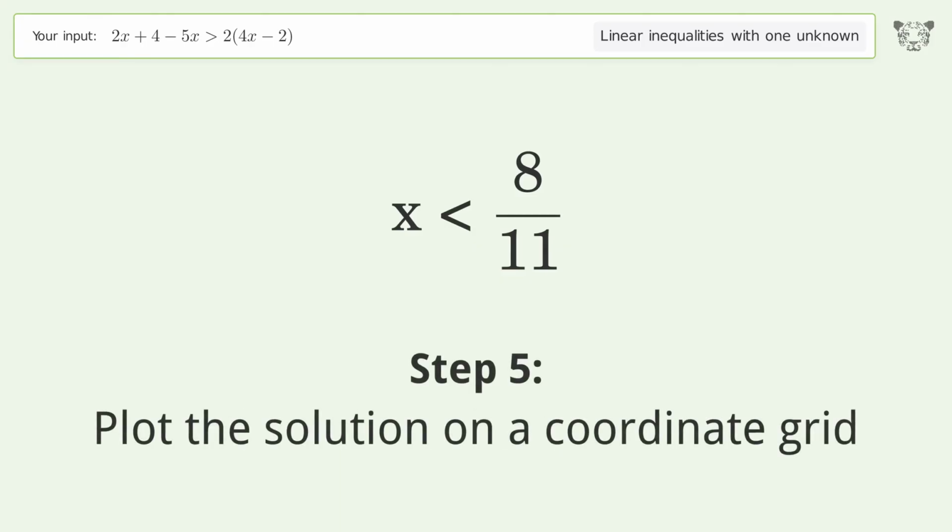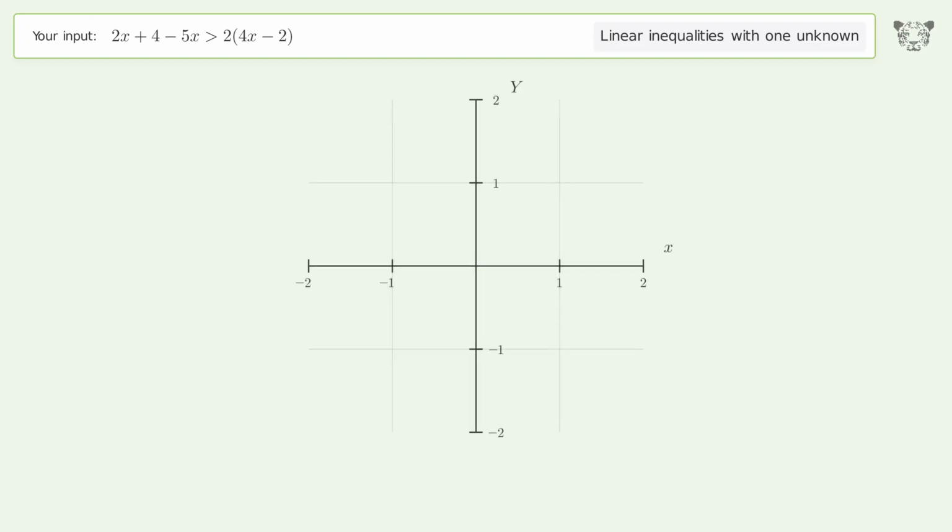Plot the solution on a coordinate grid. And so the final result is x smaller than 8/11.